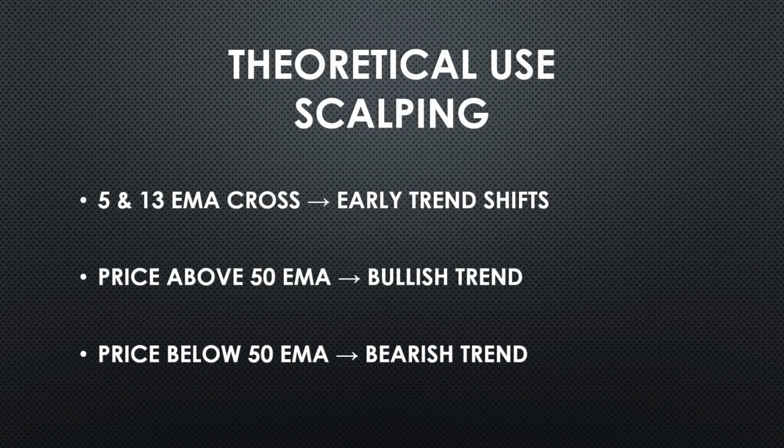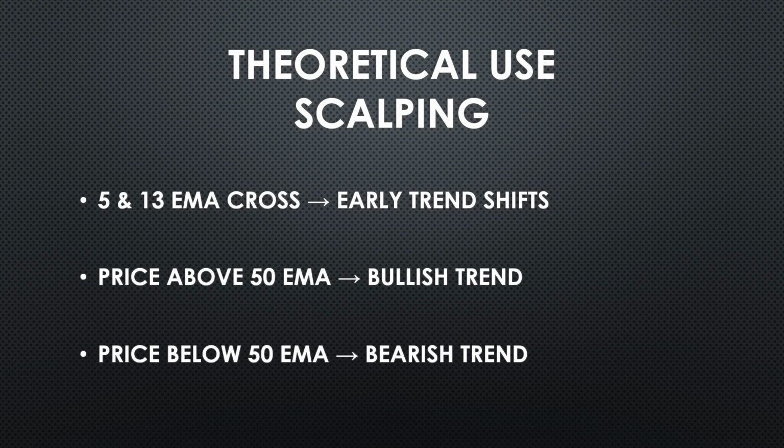So now we can have a look at the theoretical use of these EMA levels. For scalping, we will be using our 5 and 13 EMA levels, and more specifically the EMA cross. So if we see a cross of our 5 and 13 EMA levels, this can potentially indicate an early trend shift.